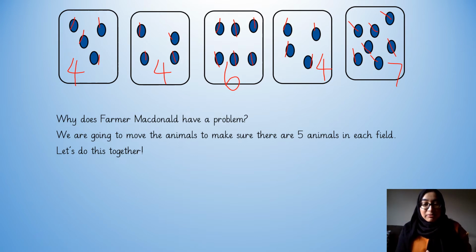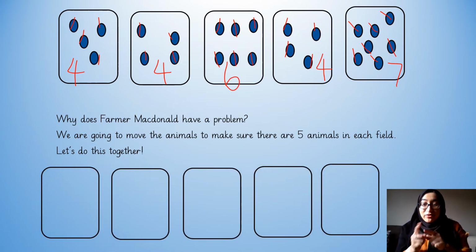So we just said Farmer McDonald said he needs 5 animals in each field. So why does Farmer McDonald have a problem? How many animals can you see in those 5 fields? Have a think and then shout the answer out to me. Those are some brilliant answers. Well done, reception. He has a problem because he hasn't got 5 animals in each field, has he? So now we are going to work together and rearrange. That means move these animals around and make sure that he has 5 animals in each field.